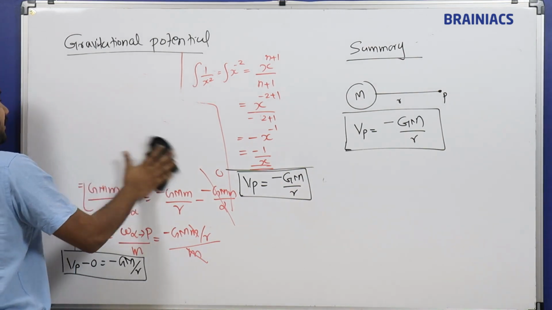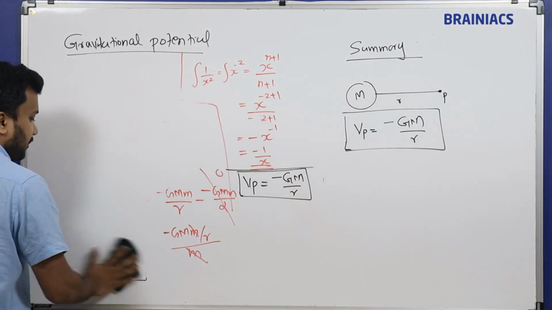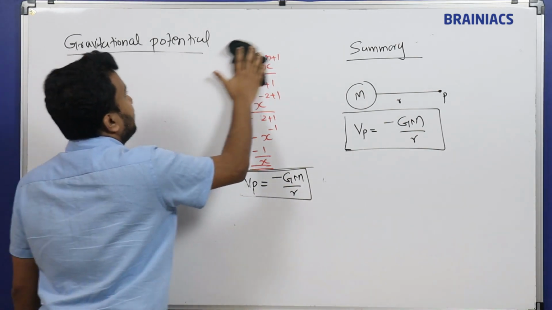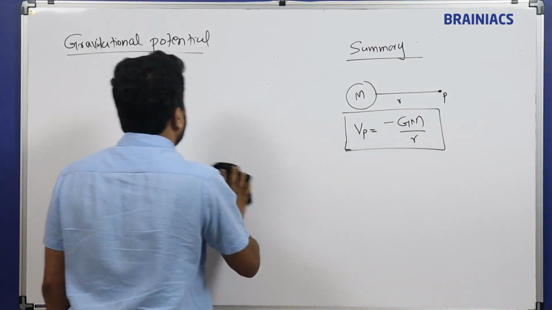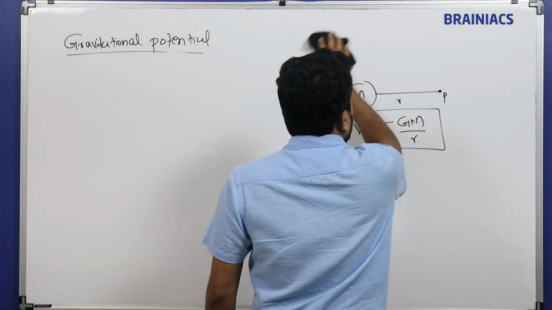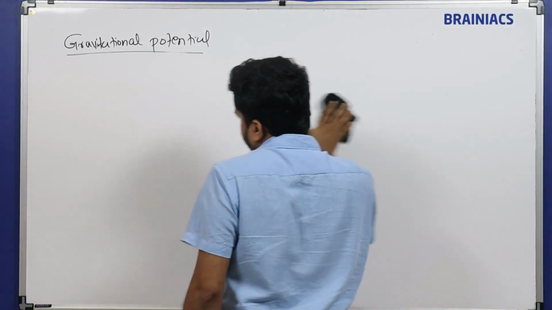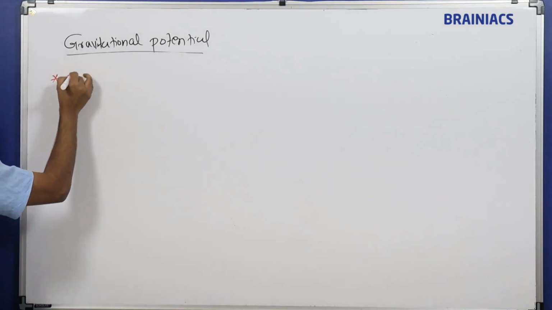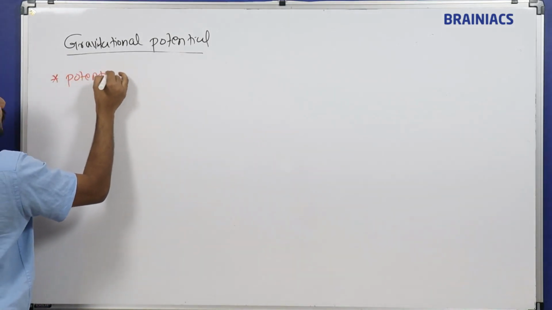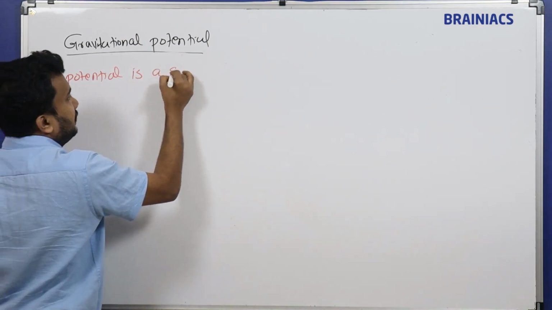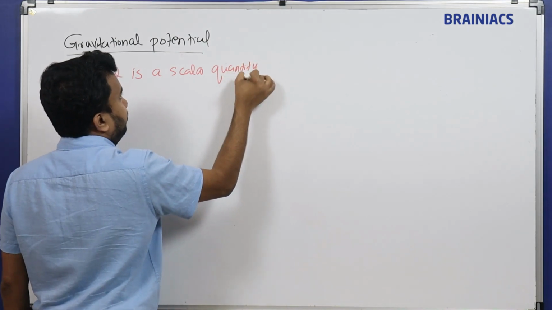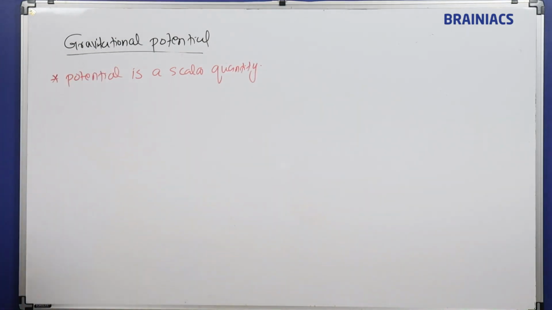Every potential is a scalar quantity. Gravitational potential, and in second year you will also learn something called electrical potential. So every potential is a scalar quantity. Potential has no direction. So potential is a scalar quantity. So write the next point. Potential is a scalar quantity. Important. Next point.